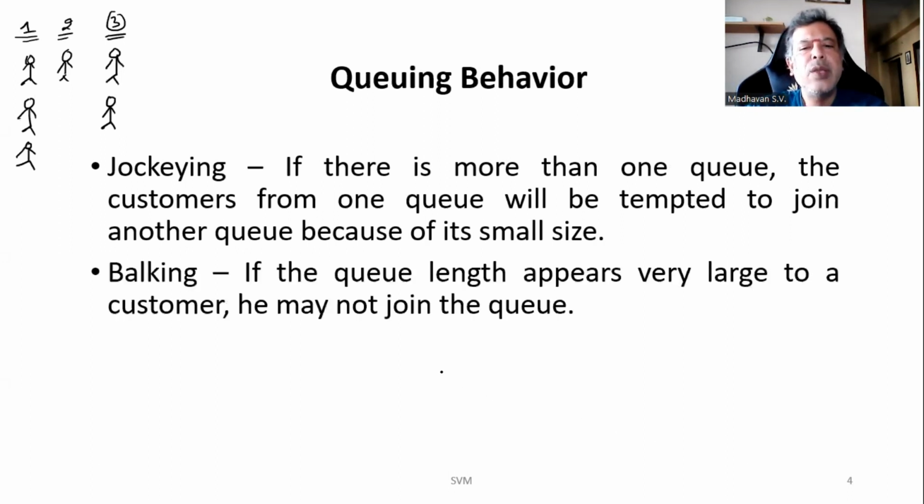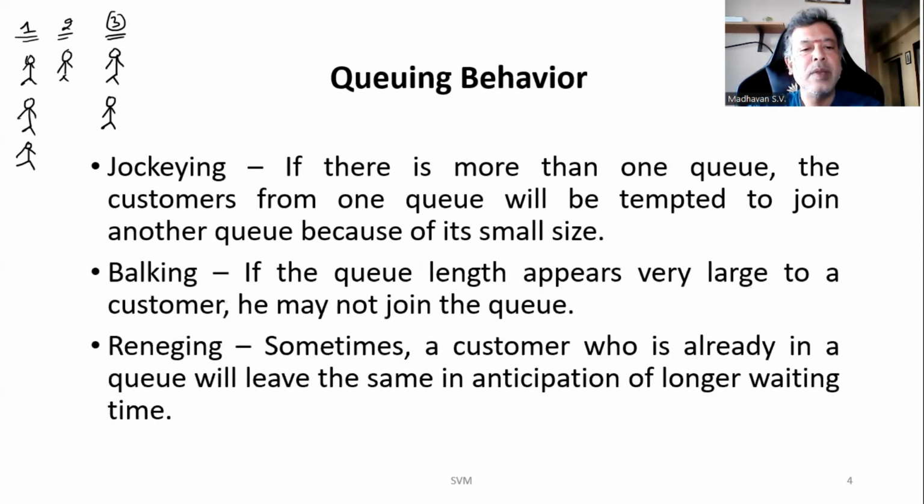Balking. If the queue length appears very large to a customer, he may not join the queue. Like if someone wants to join a queue, but when they see that there are already about 15 people standing in the queue, by just an assessment he may figure that it will take about 30 minutes, considering 2 minutes for each person to be serviced. It will become too late for whatever work he has got. So on seeing the queue length itself, he may decide not to join the queue. That you call as balking.